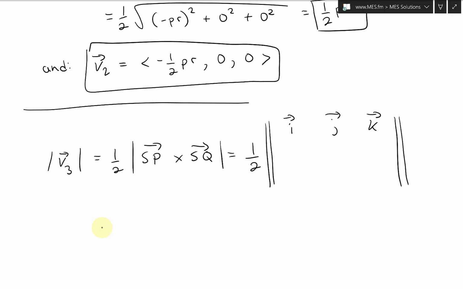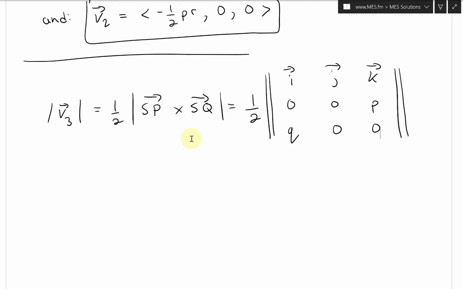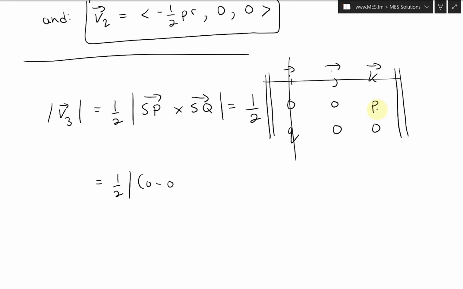So we have that. The components of P are 0, 0, P. And then the coordinates of Q are Q, 0, 0, because P is on the z-axis and Q is on the x-axis there. Now what we'll do is the same thing as always. So this equals 1/2 length, and then let's cross this out and block this out. So 0 times 0, and then P times 0. It's going to be 0 times 0, 0, minus 0 times P is 0, and then this is going to be I, like that.